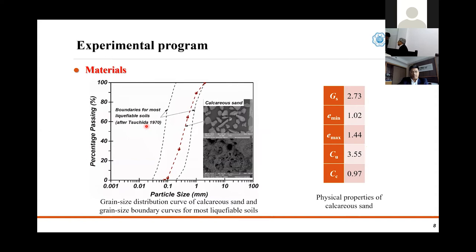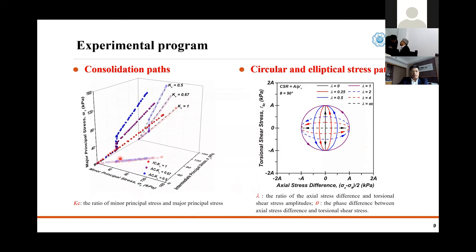And the sand size distribution is inside the boundary for most liquefiable soils. In our test, the main characteristic is the different consolidation paths. First, we consolidated the soil from 0 kPa to about 30 kPa, and the consolidation path was affected by Kc. Now Kc is the ratio of the minor principal stress and the major one. So we found some projections of the three-dimensional consolidation path, and we found different Kc, for example, here is sigma 3 and here is sigma 1.